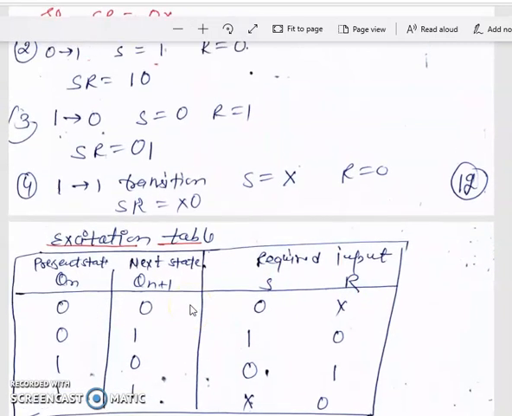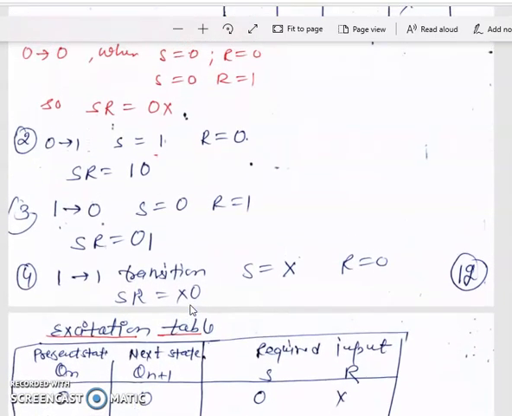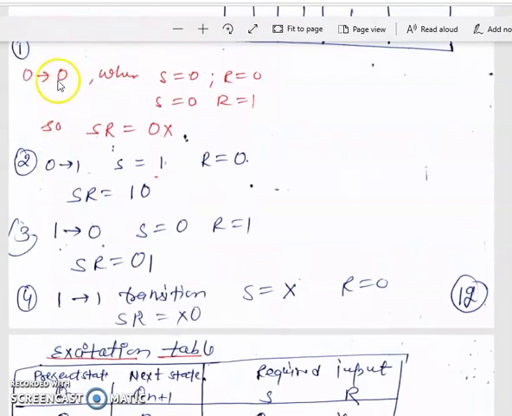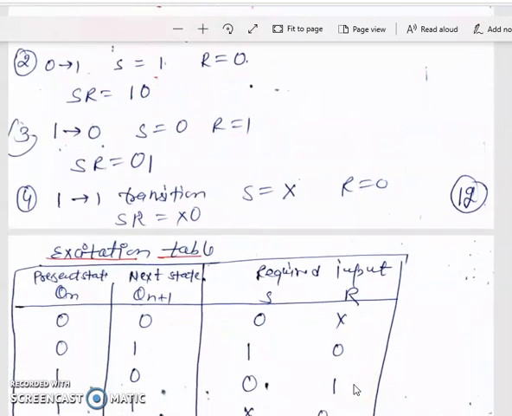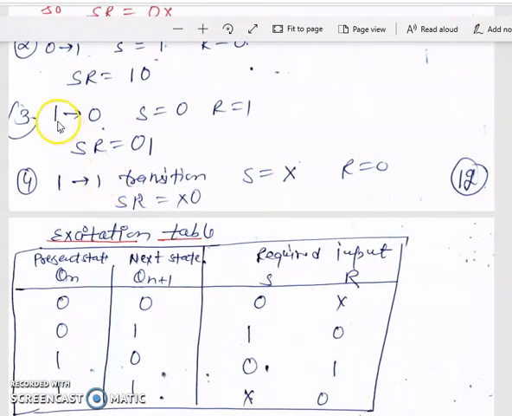For the 0 to 0 transition, we find the S and R values 0 and don't care. So write here 0 and don't care. For the next transition, that is 0 to 1, we have the value S R equal to 1 and 0. So write here 1 and 0. Next transition is 1 to 0. For 1 to 0, we have the S and R values 0 and 1. So write here 0 and 1.